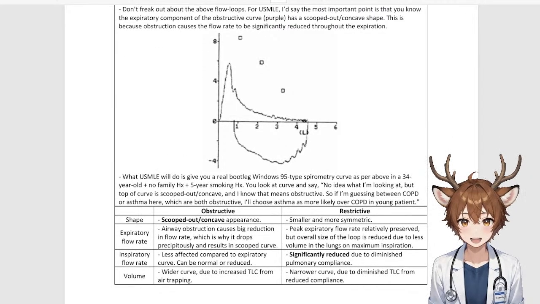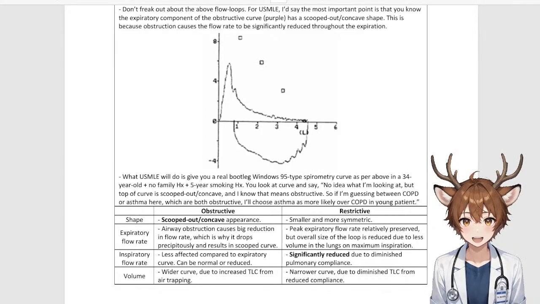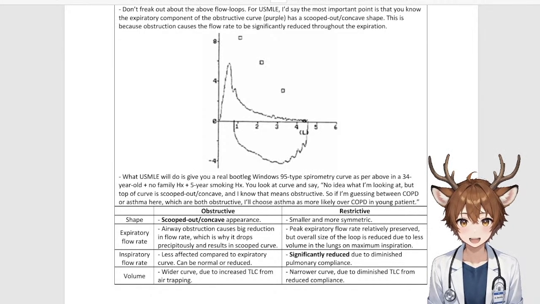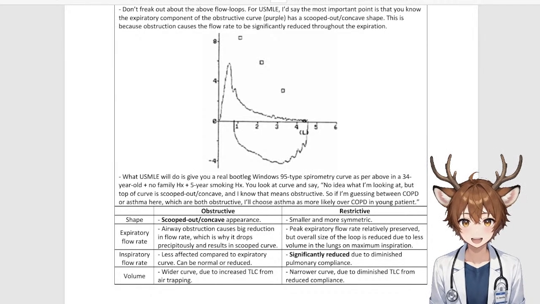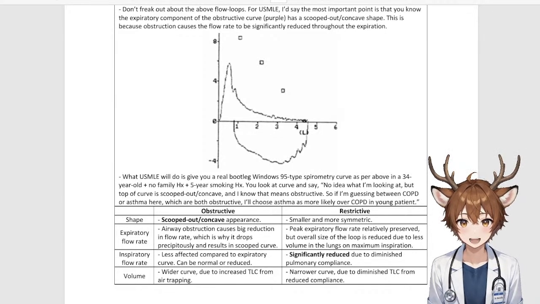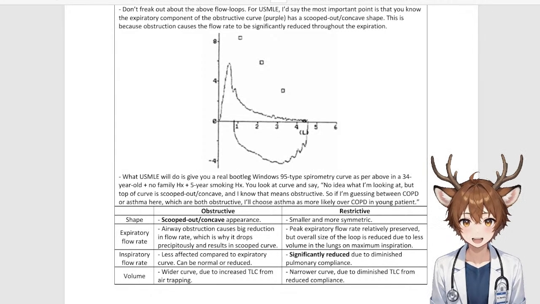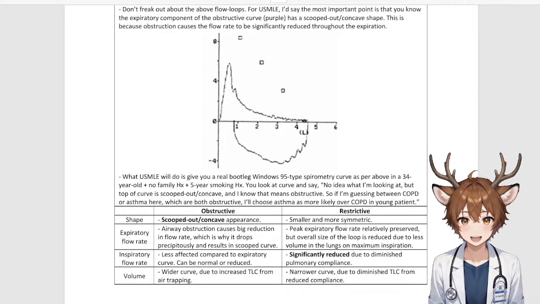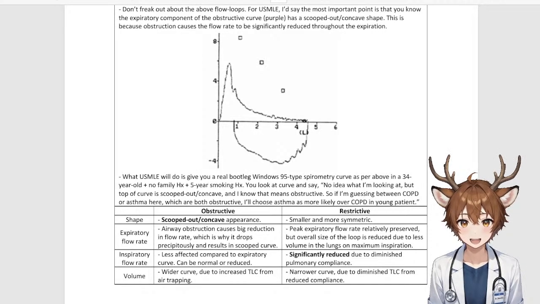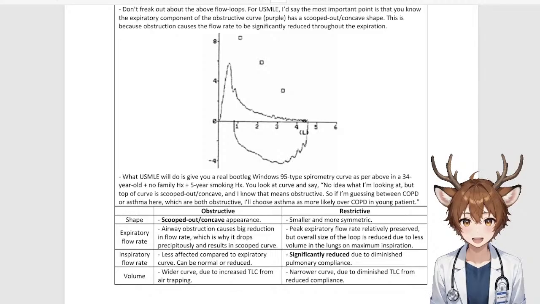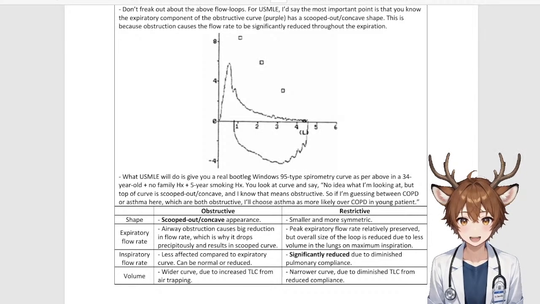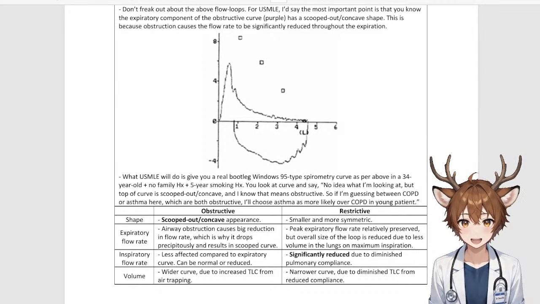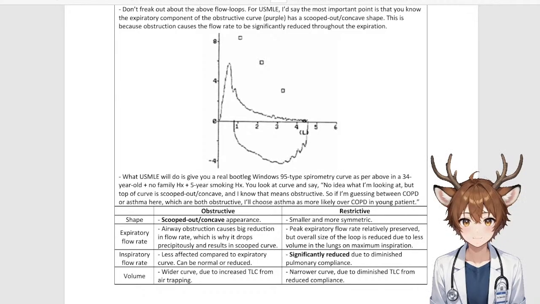What USMLE will do is give you a real bootleg Windows 95 type spirometry curve, with a 34-year-old with no family history plus a 5-year smoking history. You look at the curve and say, no idea what I'm looking at, but the top of the curve is scooped out, concave, and I know that means obstructive, so I'm guessing between COPD and asthma, which are both obstructive. I'll choose asthma as more likely over COPD in a young patient.